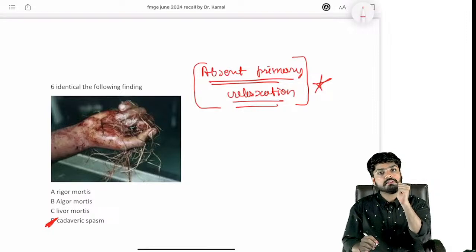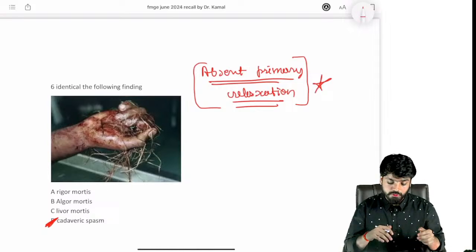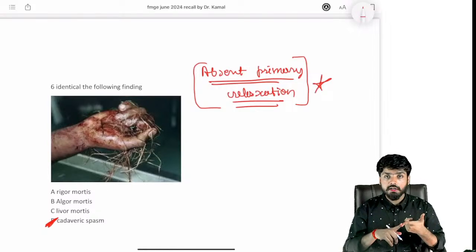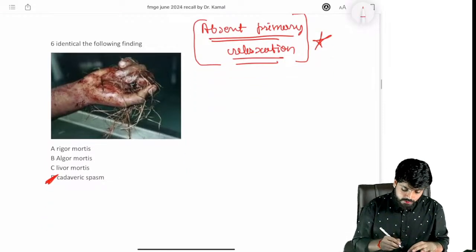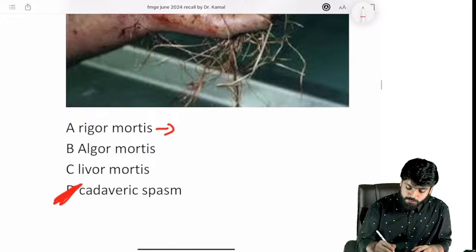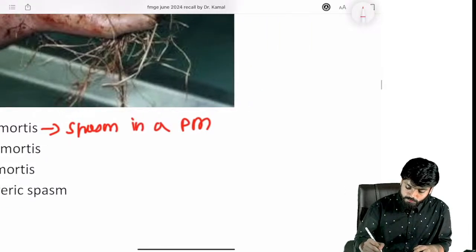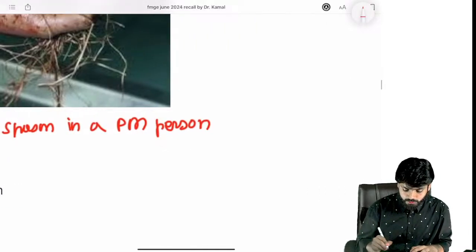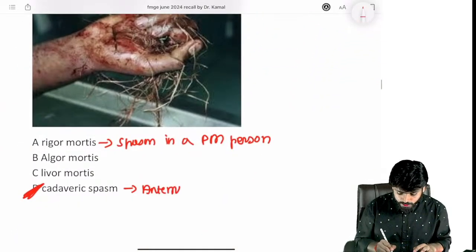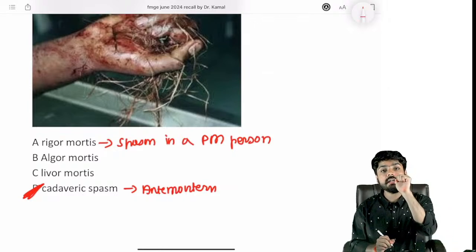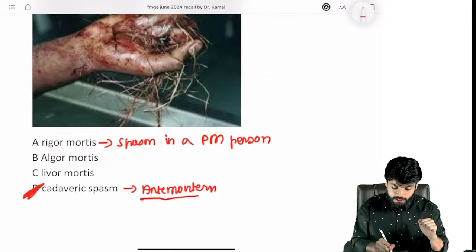Once the patient dies like this, the hand will stay like that until we make it normal by external force. But in rigor mortis, there will be primary relaxation, then contraction, and then secondary relaxation. So what are the options? Other options? Rigor mortis is spasm in a post-mortem person. One more thing I can tell you about cadaveric spasm is that it is antemortem. The patient made his hand like this before he died. It stays like that even after he dies, but this is an antemortem finding.